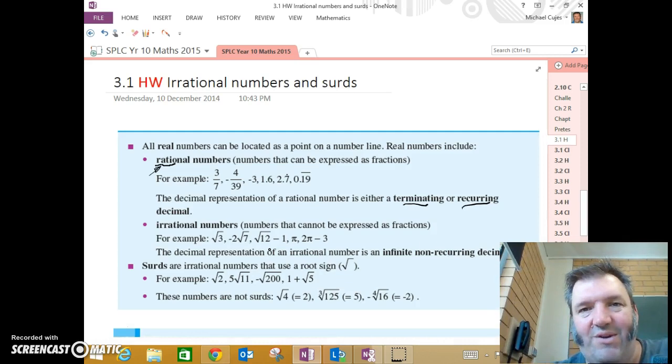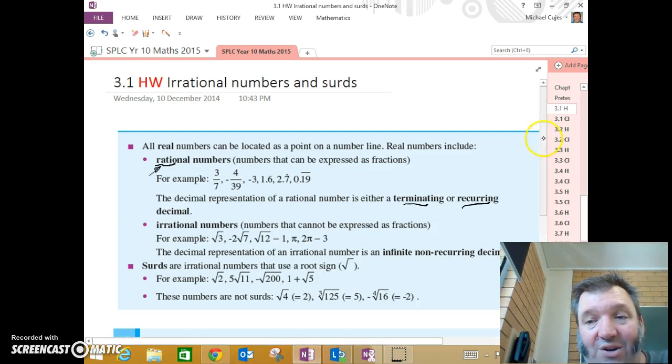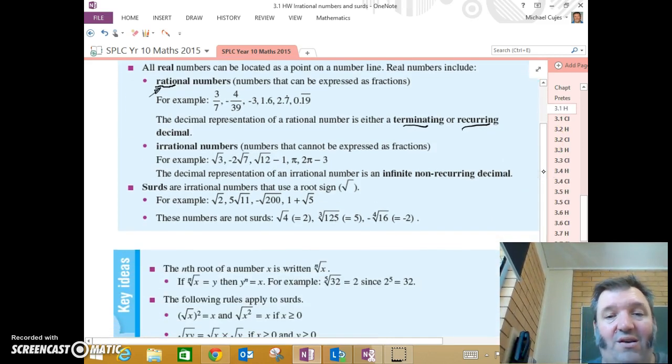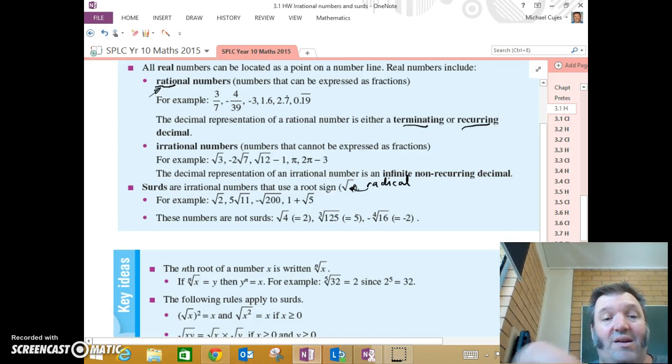Now, irrational numbers are split up into two categories. What are the two categories? Well, the ones we're going to look at today, and in this chapter, are surds. Surds use the root sign, or sometimes called the radical sign. So we'll call that a root sign, but often you'll see online it's called a radical sign as well.